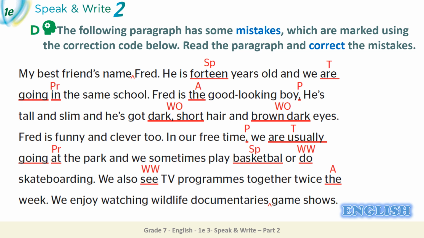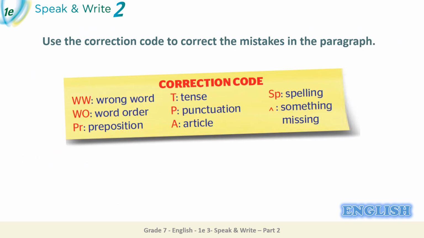Now, before we correct the mistakes, we need to explain these codes. This is the correction code table. Let's check the meaning of every code. 1. WW. It stands for wrong word. It means you have to choose a different word. 2. WO. Word order. It means you have to put the words in the correct order. 3. PR. It stands for preposition. It means you have to change the preposition and use the correct one.